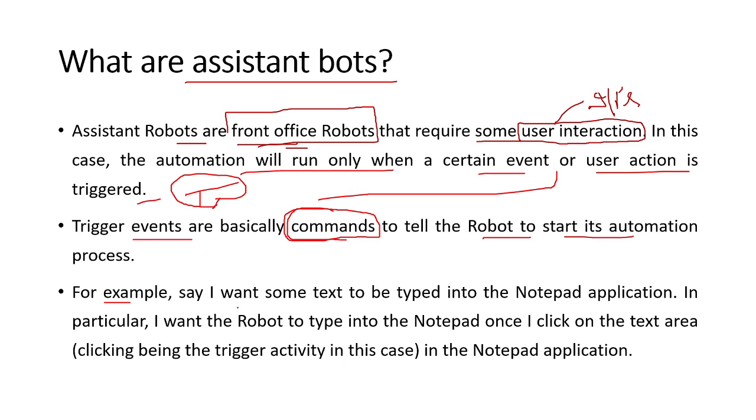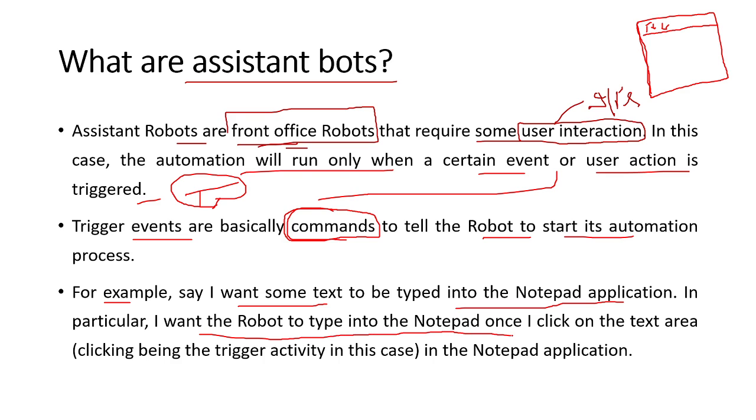Suppose we want some text to be typed in the Notepad application. If you treat this as a Notepad application, obviously you have seen this: there will be a menu option like File, Edit, and there will be an editable area here. Let us consider this Notepad application. In particular, I want the robot to type into the Notepad once I click on the text area.